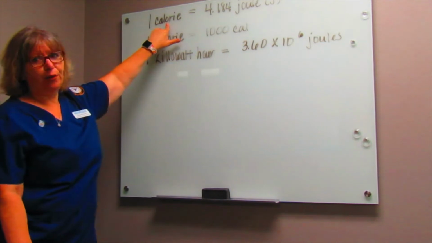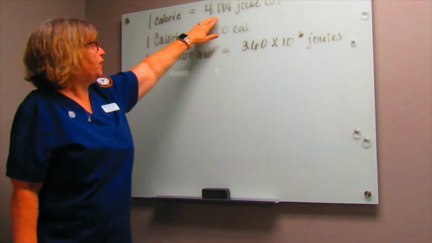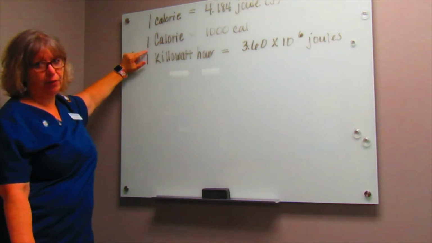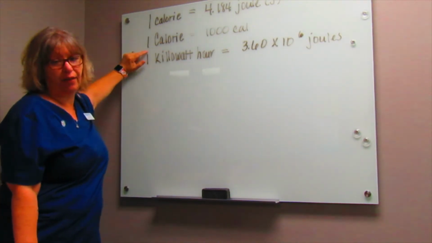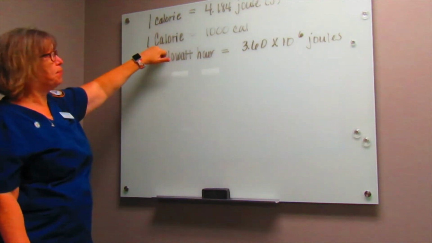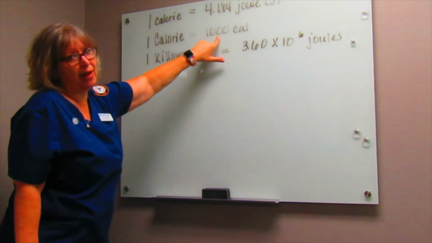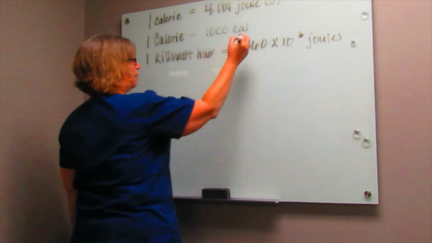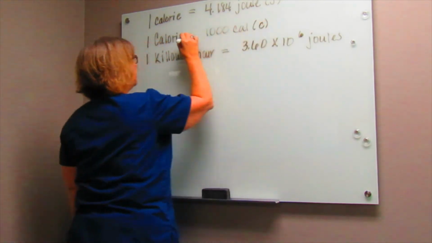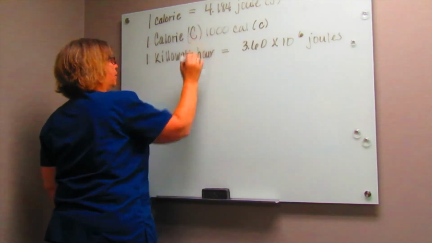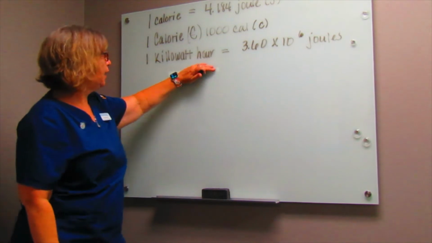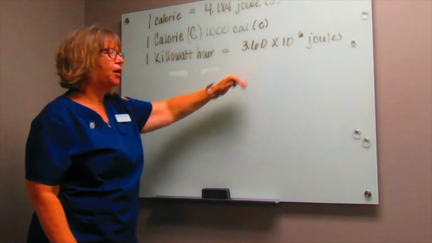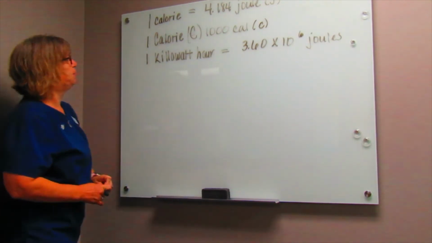So 1 calorie, and this is with the little c, is equivalent to 4.184 joules. And then we have another type of calorie, as though calories, we didn't have enough. 1 Calorie with a big C is equivalent to 1,000 calories with a little c. I know it's very confusing, but this is a little c, and this is a big C. And then a kilowatt hour is equivalent to 3.6 times 10 to the 6th joules.